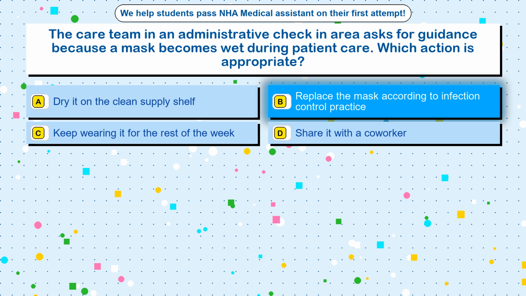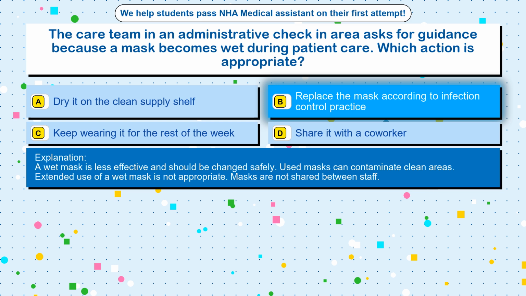Replace the mask according to infection control practice. A wet mask is less effective and should be changed safely. Used masks can contaminate clean areas. Extended use of a wet mask is not appropriate. Masks are not shared between staff.